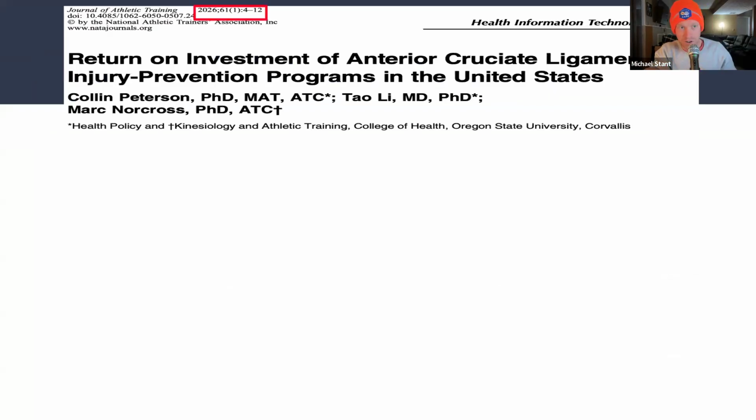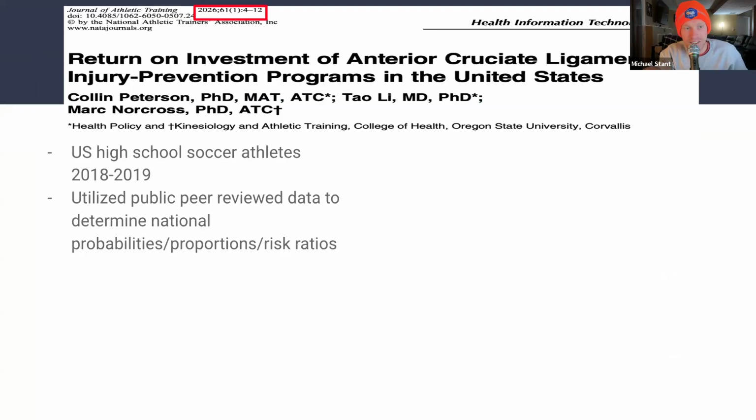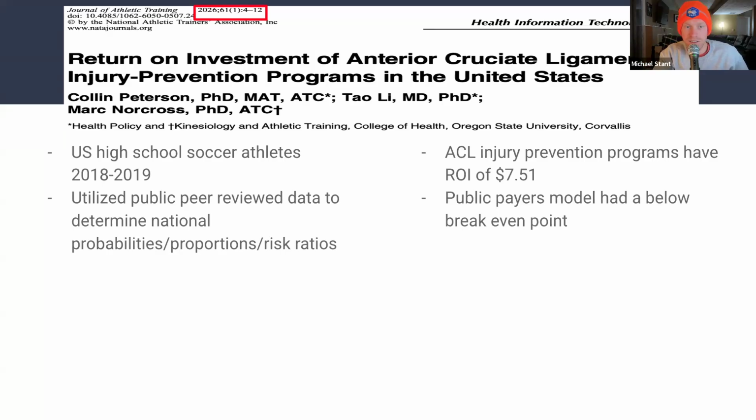So, right, a fresh off the press article. This is once again a Peterson article: return on investment of ACL injury prevention programs. This only looked at U.S. high school soccer athletes, so it wasn't even every sport. A lot of these studies use population health data, going through insurance claims data or comparing to public peer reviewed articles. What they show is that if you implemented a national strategy for ACL prevention programs, for every $1 invested in the injury prevention program, the return on investment is $7.51.